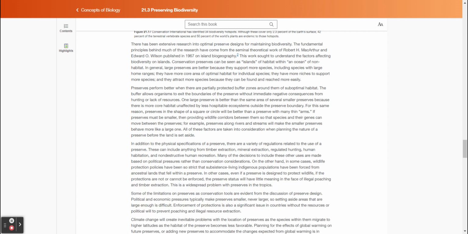In general, large preserves are better because they support more species, including species with large home ranges. They have more core area of optimal habitat for individual species. They have more niches to support more species, and they attract more species because they can be found and reached more easily.